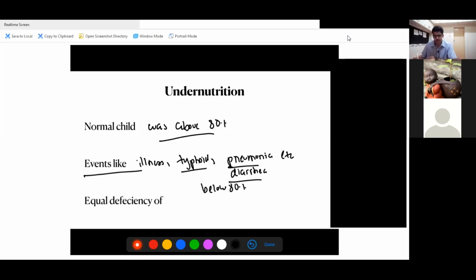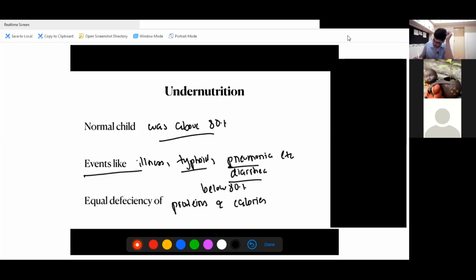When this child went below 80%, he had equal deficiency of proteins and calories. In Kwashiorkor, there was deficiency of proteins and calories, but the deficiency of proteins was more. Due to the greater deficiency of proteins, this child went into edema. But in an undernourished child, there is equal deficiency of proteins and calories, so the osmotic levels are not disturbed. Whereas in Kwashiorkor, the protein deficiency is way higher, which disturbs the osmotic levels, and that is why there is edema in Kwashiorkor.